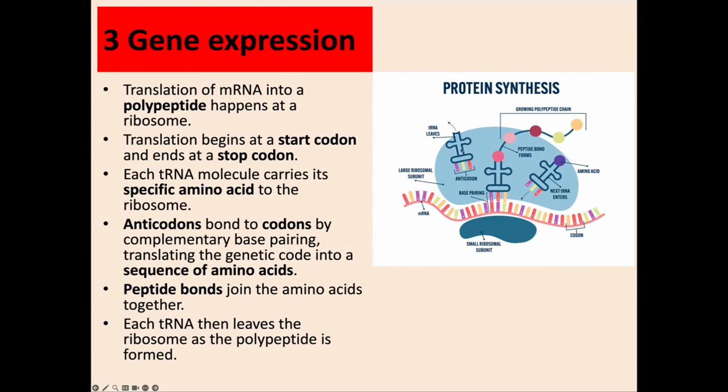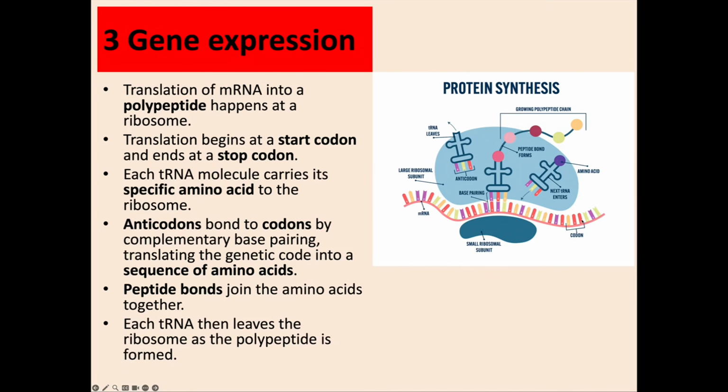Now, at this point, once the tRNA has dropped off its specific amino acid, it then will leave the ribosome. It will go away and probably get another amino acid and then come back to another ribosome and drop off that amino acid when the codon matches its anticodon. So that is the process of translation.